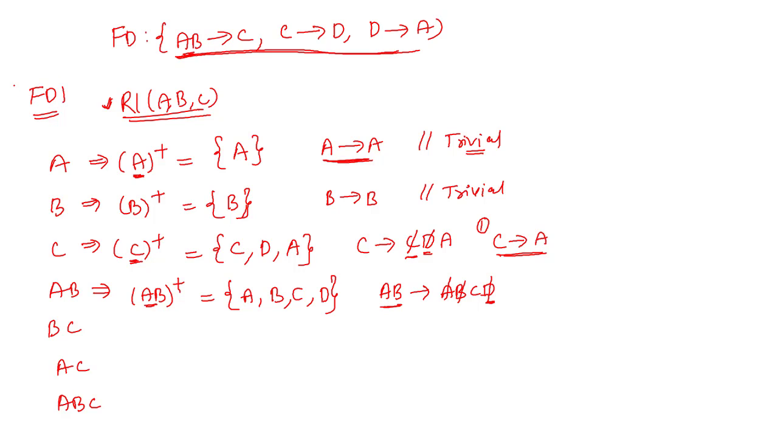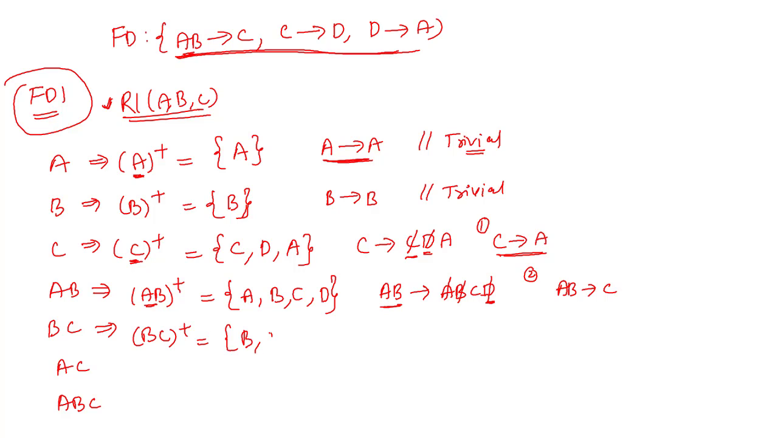I am taking FD1. FD1 is calculated from R1. R1 is having only 3 attributes A, B, C. So I am not taking the attribute D here. So the another functional dependency here, what we can say, AB implies C. AB implies C, right? Then I have to calculate the closure of BC plus.